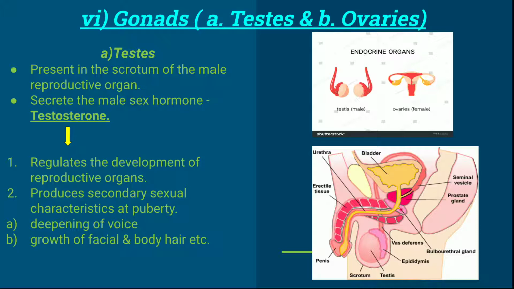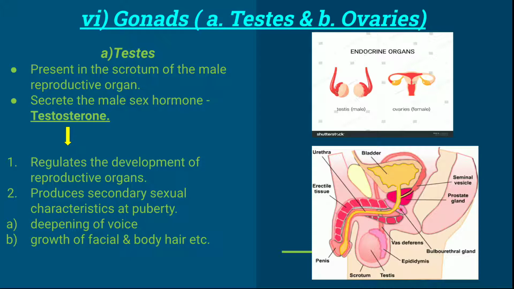And this testis secretes the male sex hormone, that is testosterone. This regulates the development of the reproductive organs of the males. They produce the secondary sexual characters at puberty in case of males.